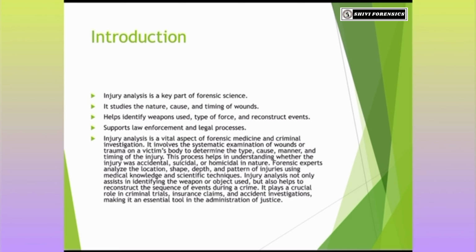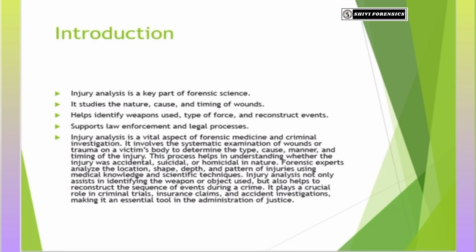This process helps in understanding whether the injury was accidental, suicidal, or homicidal in nature. Forensic experts analyze the location, shape, depth, and pattern of injury using medical knowledge and scientific techniques. Injury analysis not only assists in identifying the weapon or object used, but also helps to reconstruct the sequence of events during the crime. It plays a crucial role in criminal trials, insurance claims, and accident investigations, making it an essential tool in the administration of justice.